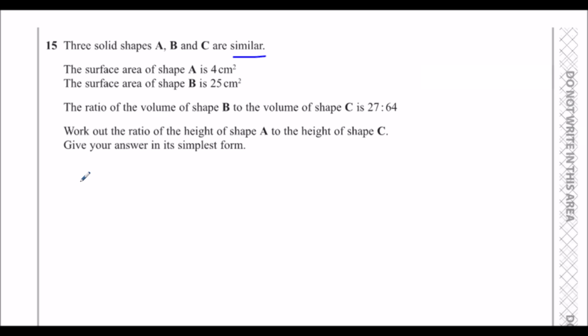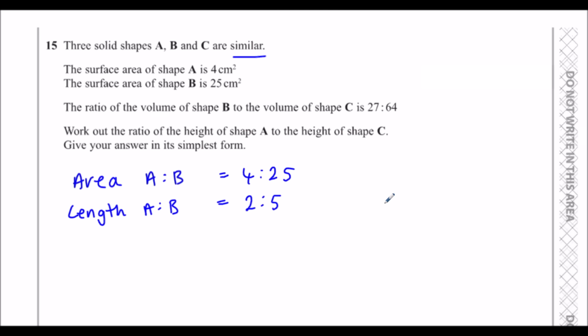So we've got area of A to B is 4 to 25. So that's the scale factor for area. To get the scale factor for length, we square root. So that's 2 to 5. So the scale factor for length of A to B is 2 to 5.